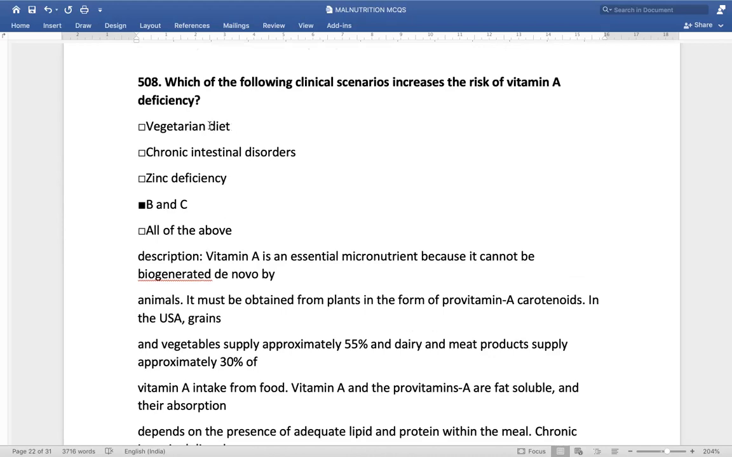Vitamin A deficiency, vegetarian diet, it is not the right answer. Vegetarian diet like carrots and other green leafy vegetables and papaya, all these pigmented vegetables, they contain vitamin A. So it is not the right answer.